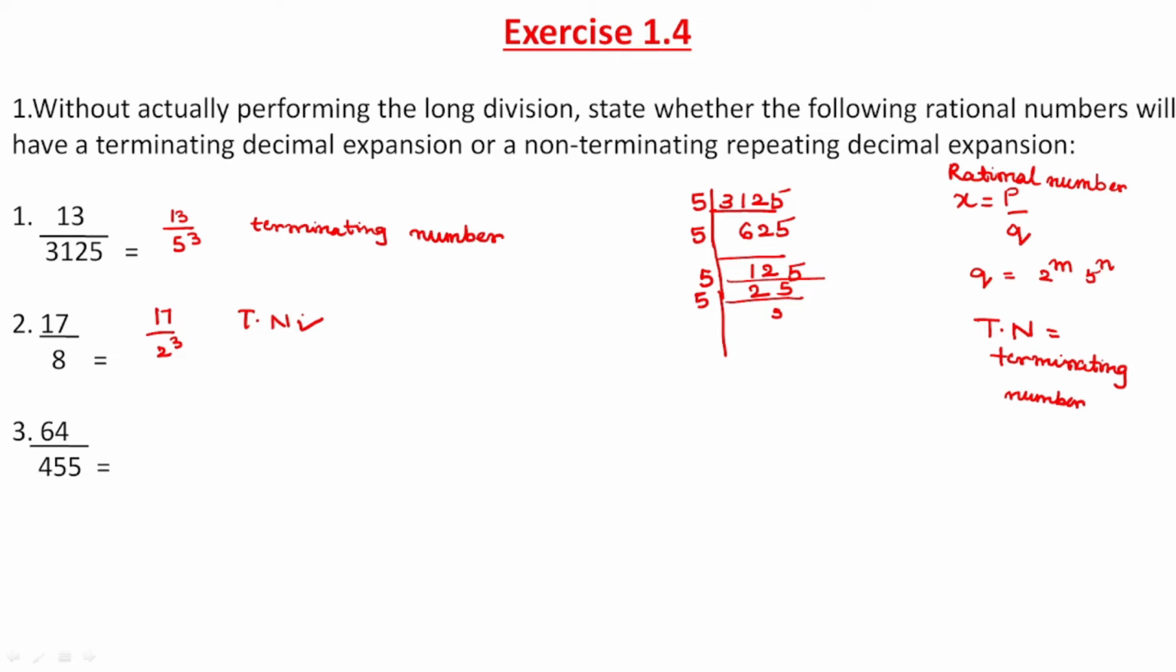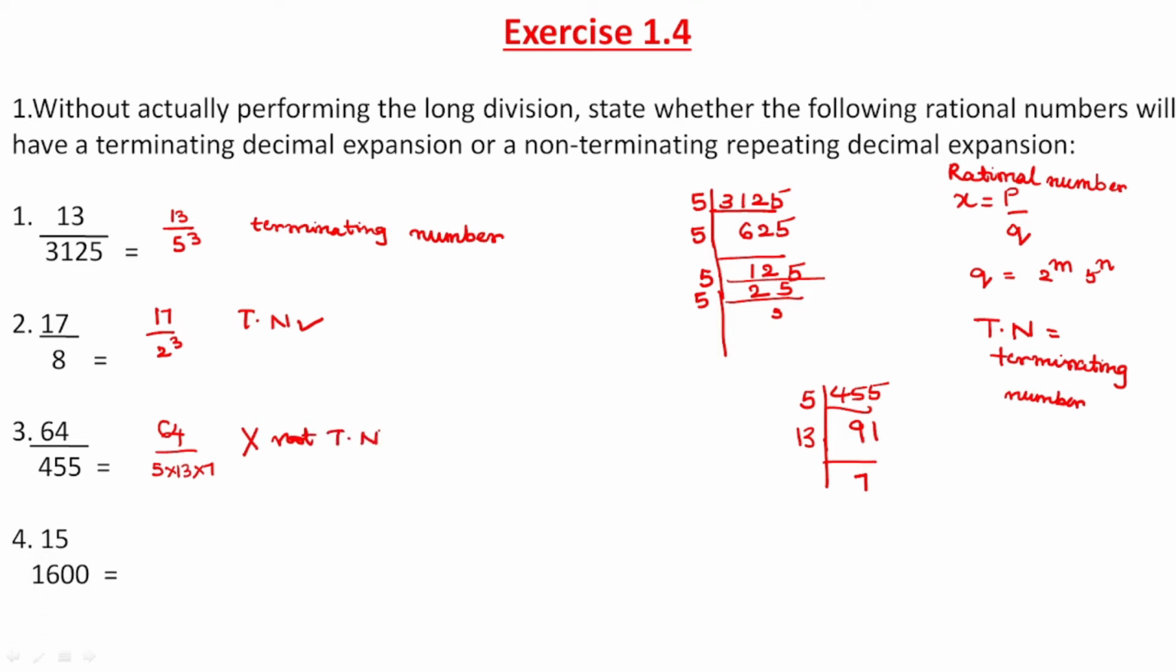Then 64 upon 455. So if you look at the prime factorization of 455, we will start with 5 first. 5 times 91, and 13 times 7 is 91. So when you express it as the prime factors, you're getting other prime factors than 2 and 5. 5 was one of the prime factors, then 13 and 7. So it is having prime factors other than 2 and 5, so it is not a terminating number.